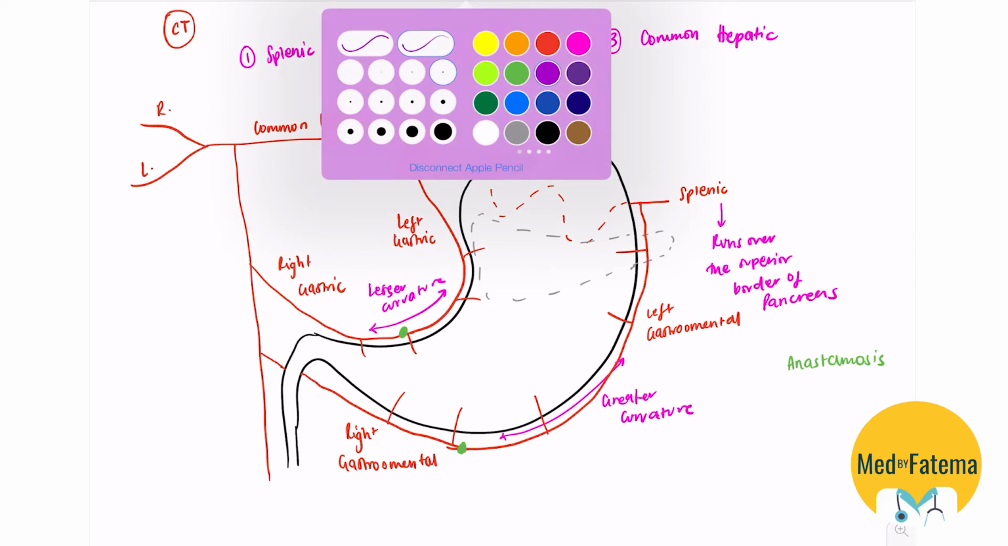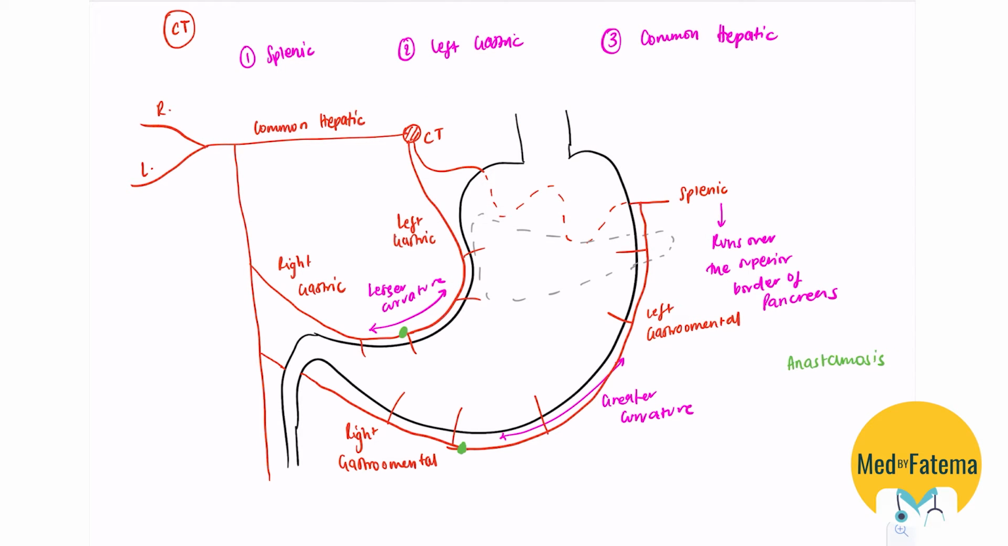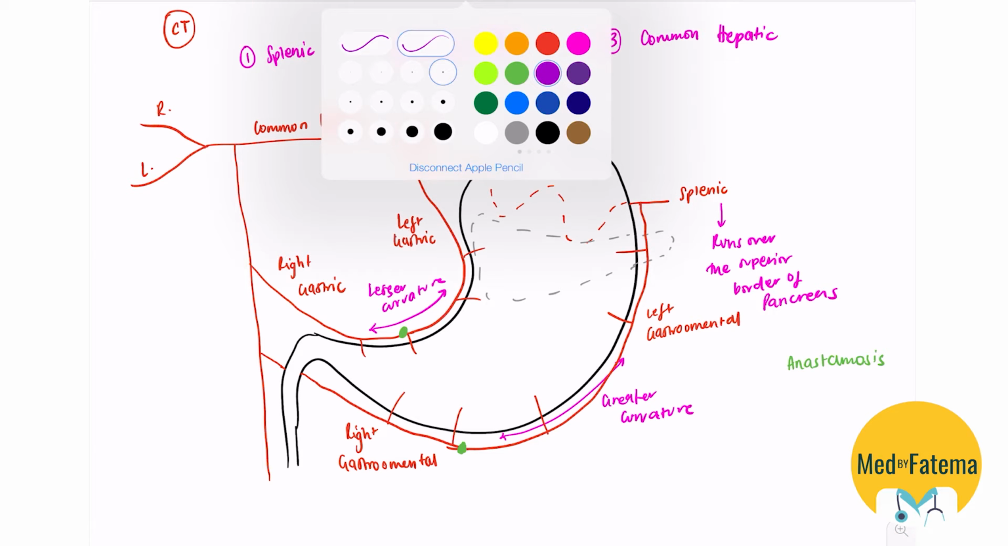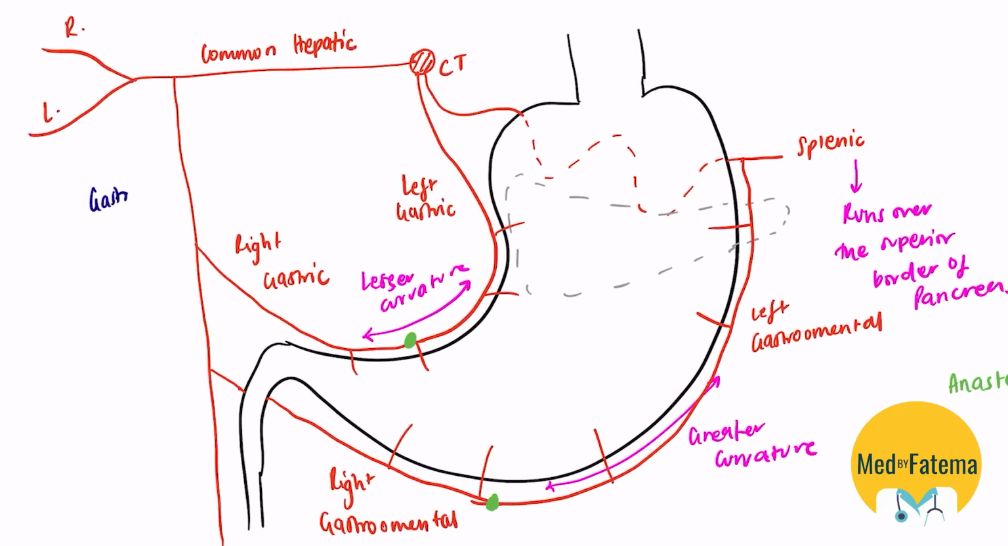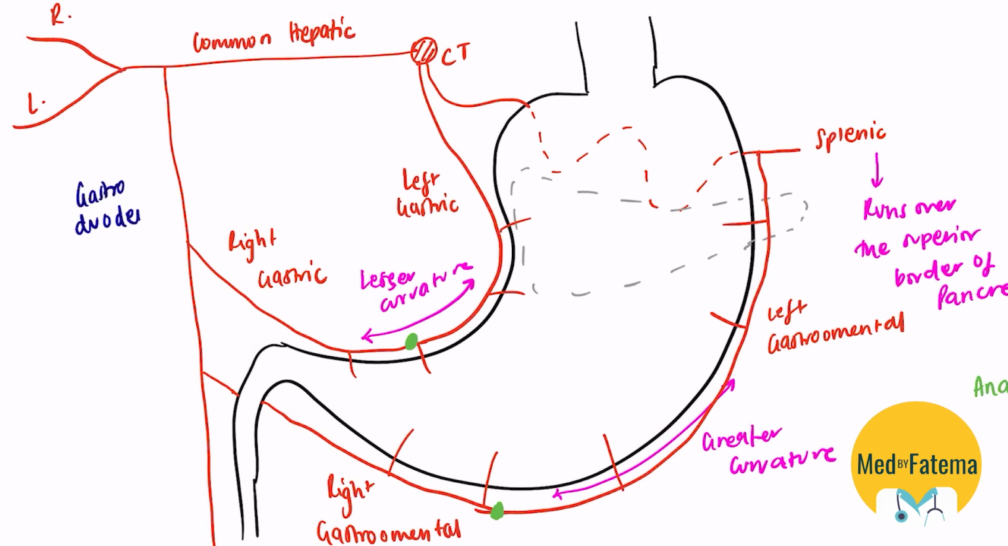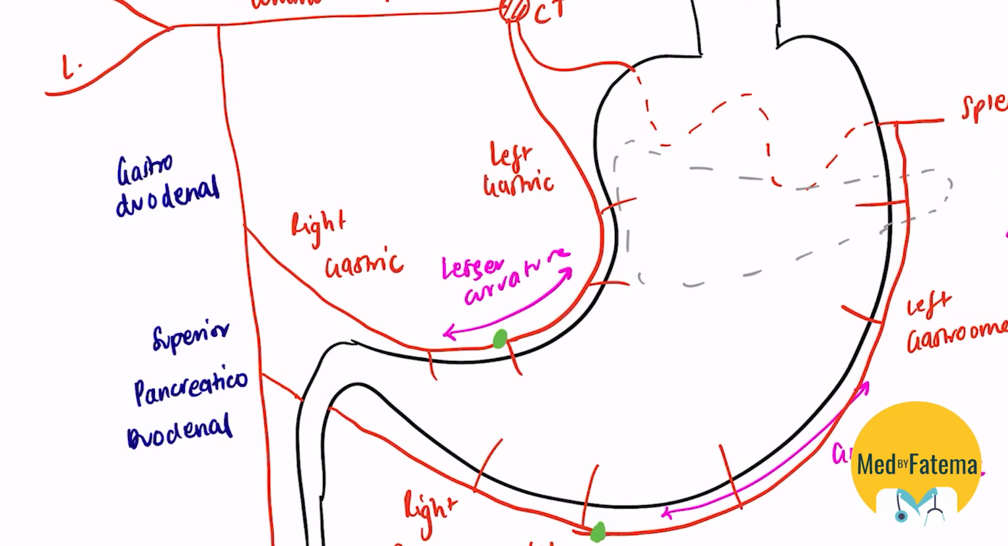Now let's go through some of the other branches of the common hepatic artery. I'm going to do it in a different colour, just to distinguish between the branches. So the part over here is known as the gastroduodenal. This branch that is descending down from the common hepatic is known as the gastroduodenal artery. And as it descends down, its name actually changes to the pancreaticoduodenal, and specifically the superior pancreaticoduodenal artery.